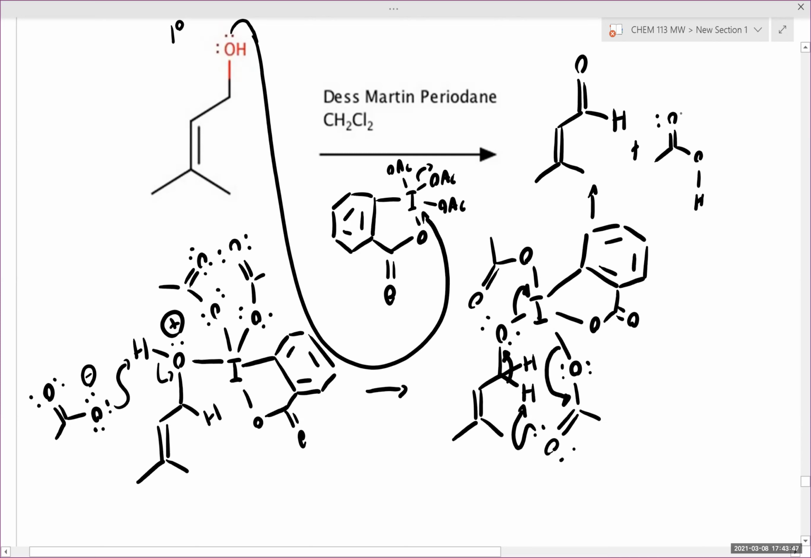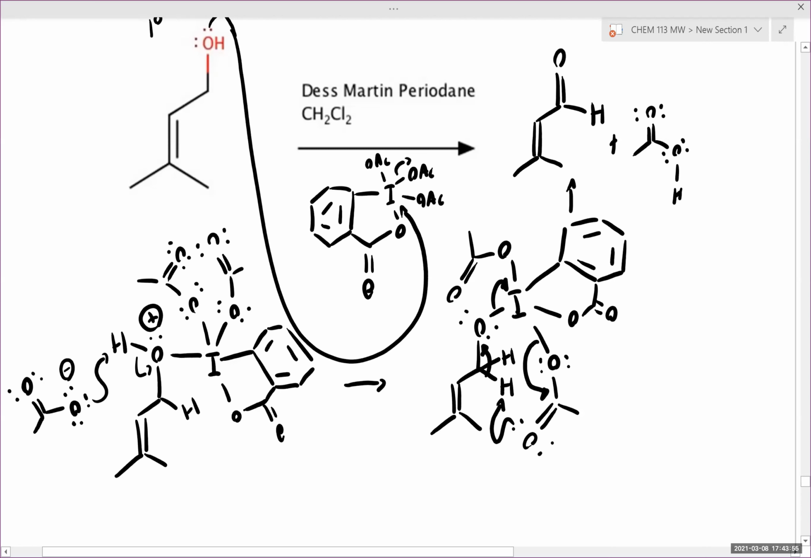This mechanism is found in the earlier pages of the chapter 17 note set. Does this mechanism make sense to everyone? And does everyone see that because we're using a relatively mild oxidizing agent, and because we're working under neutral conditions, this oxidation step will stop at the aldehyde? Does this example make sense to everyone? Any questions on this example?